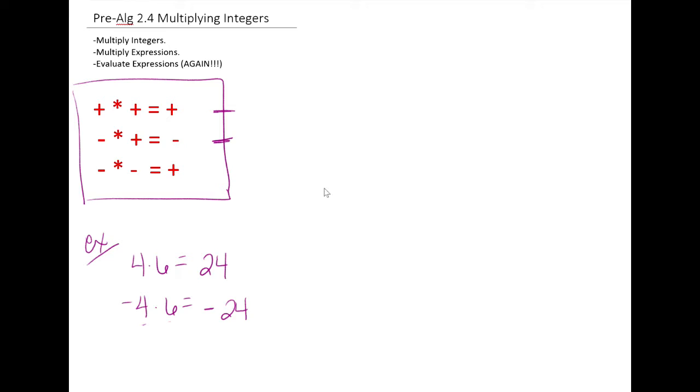Similarly, if I had 4 times negative 6, that also would yield me negative 24, because again, multiplication is commutative, something that we learned last chapter. And then my third and final scenario is when both integers are negative. In that case, they negate each other, and the value becomes positive.